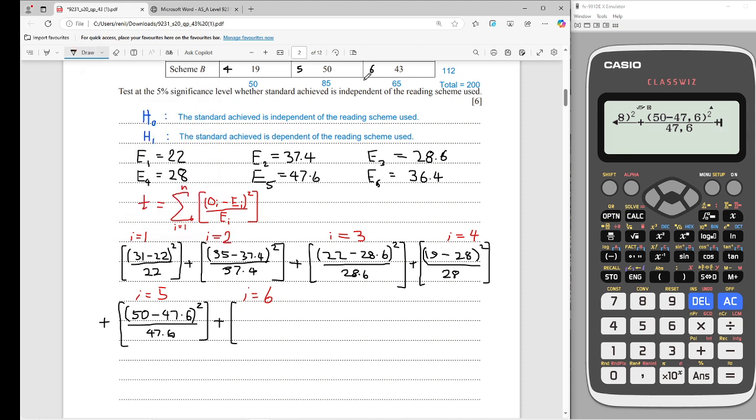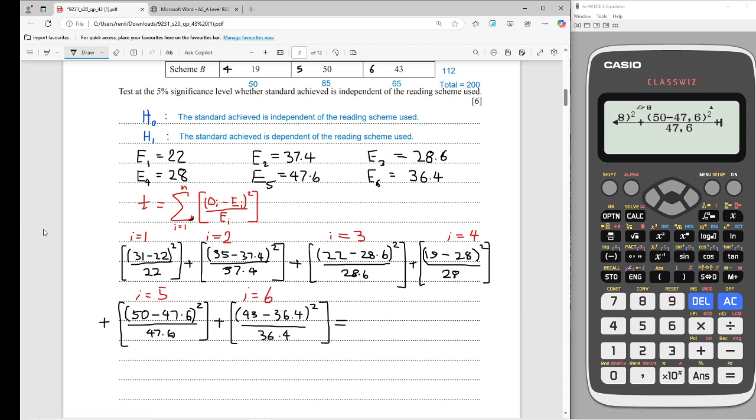Yeah, so when i equals 6, the observed value is 43. Expected is 36.4. Find the difference between the observed and expected, square that difference, and divide it by our expected value. And this right here is going to fetch you another mark for writing all this. Once again, I specify you don't need to write down the entire summation formula or i equals 1, 2, 3. This is just for understanding.